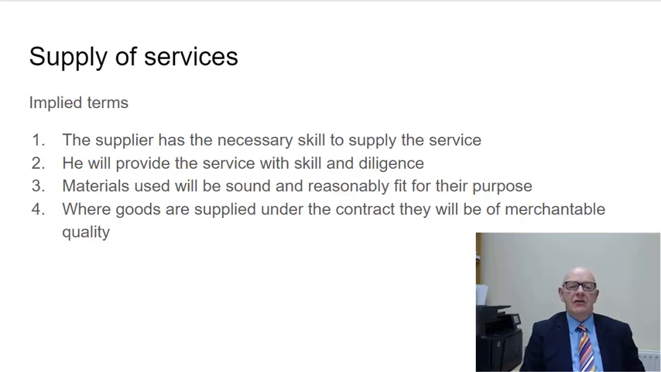When it comes then to the supply of services, the implied terms are: one, the supplier has the necessary skill to supply the service; two, he or she will provide the service with skill and diligence; three, materials used, if there are any materials being used in the provision of the service, will be sound and reasonably fit for the purpose intended; and four, where goods are supplied under the contract, they will be of merchantable quality.